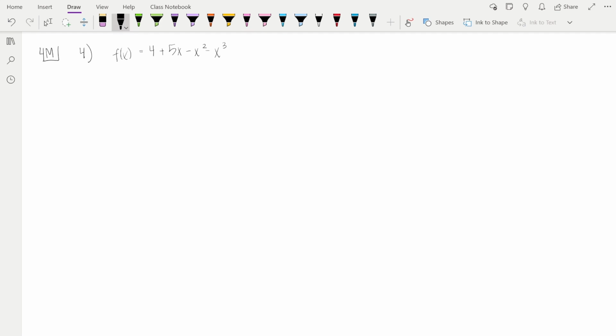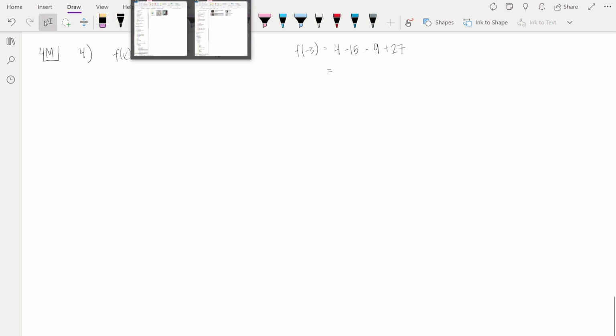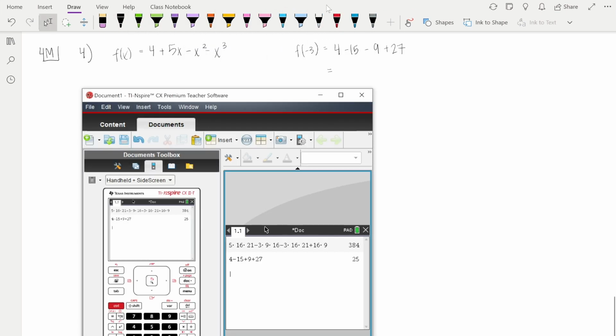So let's consider the endpoints. I have f of negative 3, which is 4 minus 15 minus 9 plus 27, because it's a minus minus, which equals, let's go to the calculator. I think it's safer and perhaps a little faster.